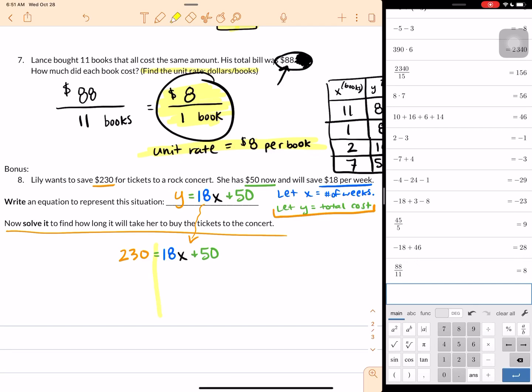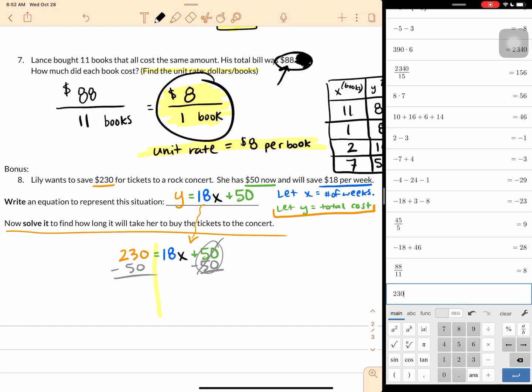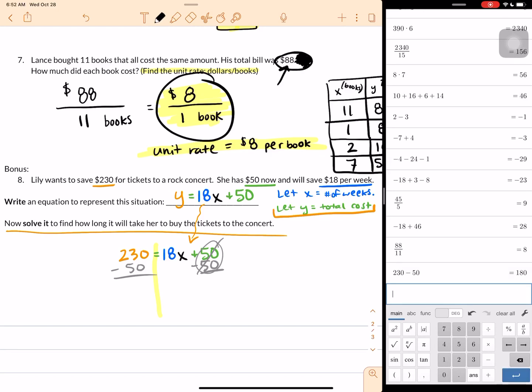We know she saves $18 per week. So first I'm just going to subtract out what she already has saved up because she doesn't need to make that $50. She already has $50 saved up. So that means this is going to tell me how much more she needs to save. She needs to save $230 minus 50. She still needs to save $180 in order to go to this concert. So she saves $18 per week. How many weeks will it take for her to save up to go to this concert?